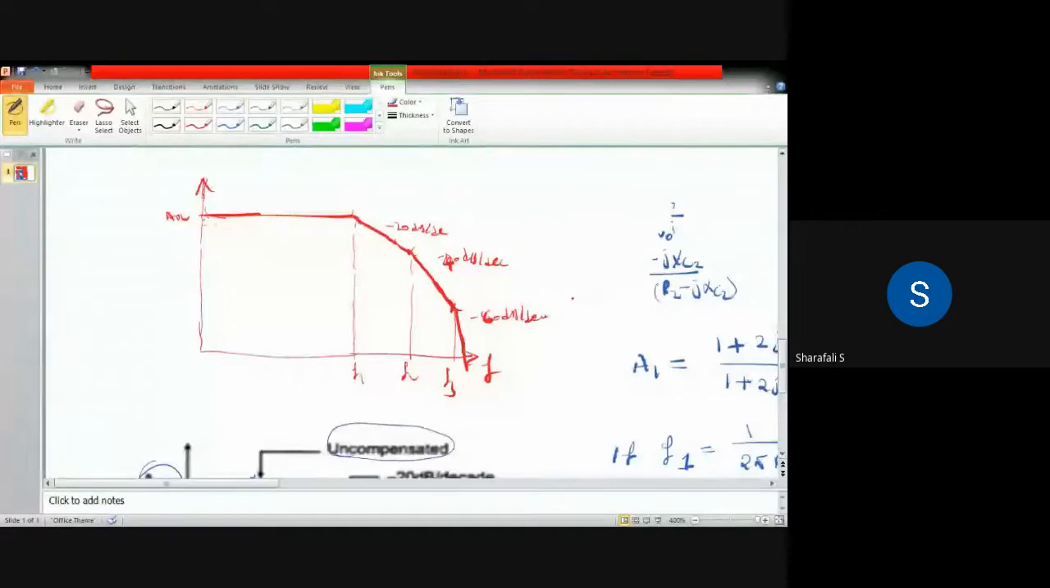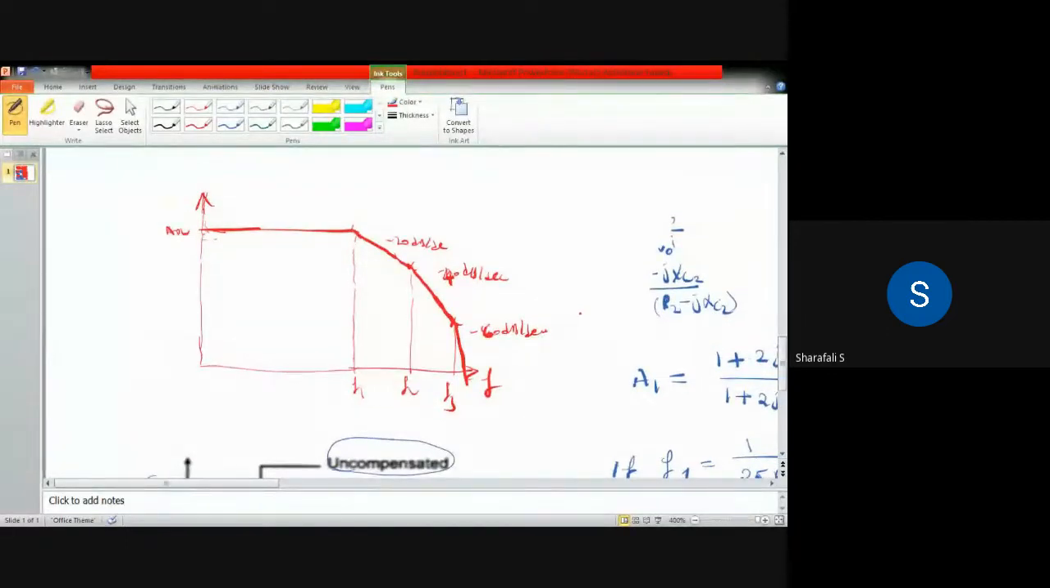So this is the cutoff, the break frequencies F1, F2, and F3 for the uncompensated case. When you are having that compensation, what will happen? You will be having an additional pole. It is happening at this point. You will be having an additional pole F0 over here. So this is with the compensation.